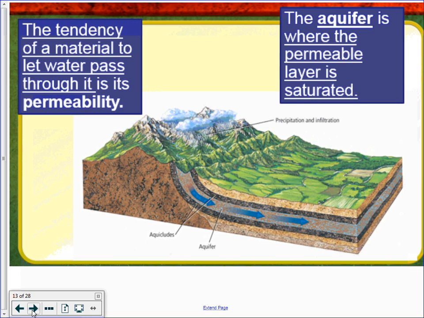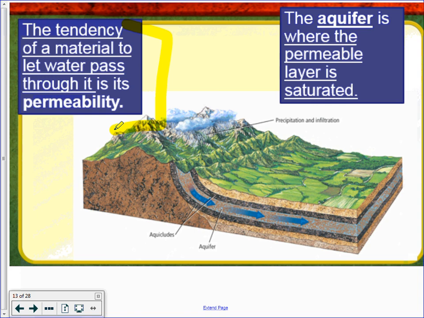This is down for letter E. On page 12, letter E, groundwater movement. This is what permeability is. This will be a big part of what we do next week. It's the tendency of a material to let water pass through it. This will also be on the gizmo today.